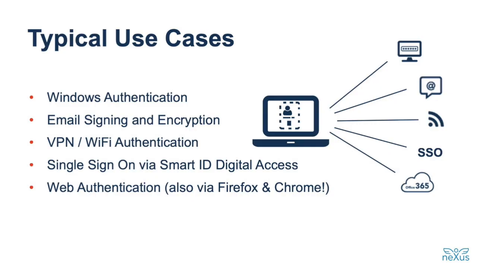The use cases are fairly similar to a traditional smart card. Windows authentication, for when you want strong authentication to Windows. But you can also use these certificates for signing emails or even encrypting emails, for VPN or Wi-Fi connections, and of course with our access platform, to access services not only on premise, but also cloud services such as Office 365 or any other cloud service, through one authentication.